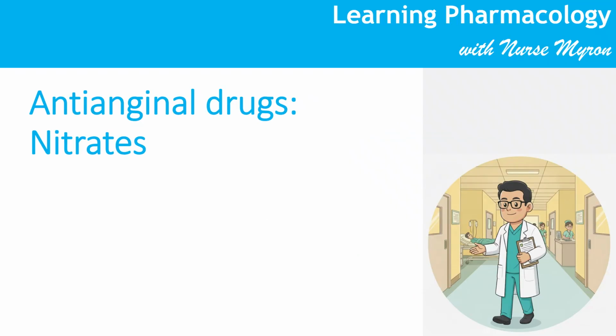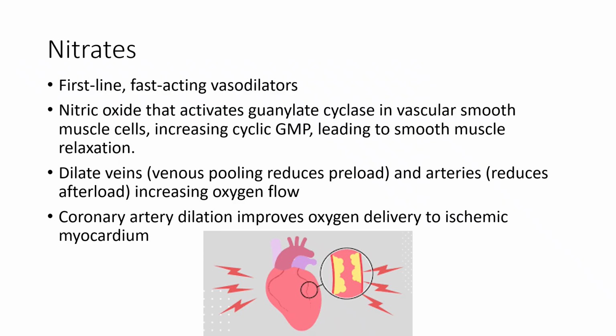So now we move to the different kinds of anti-anginal drugs. First, we have your nitrates. Nitrates remain as the first-line drug of choice as fast-acting vasodilators to treat angina. They contain nitric oxide that activates guanylate cyclase in vascular smooth muscle cells, increasing cyclic GMP, which leads to smooth muscle relaxation.